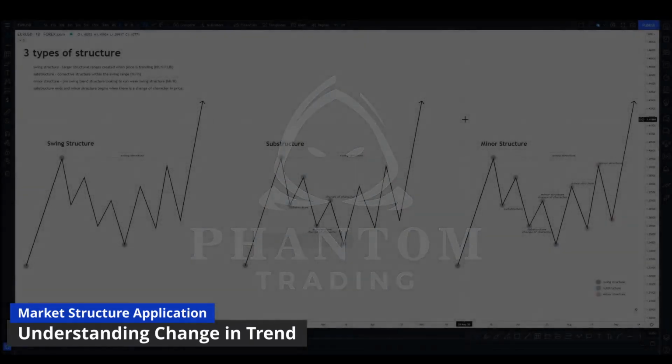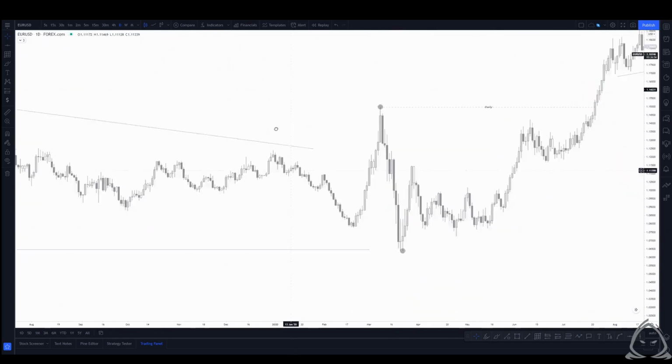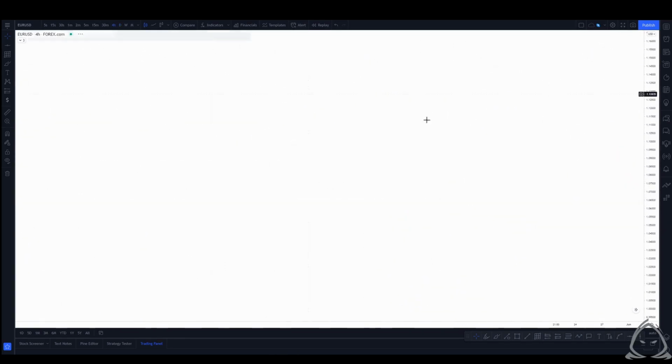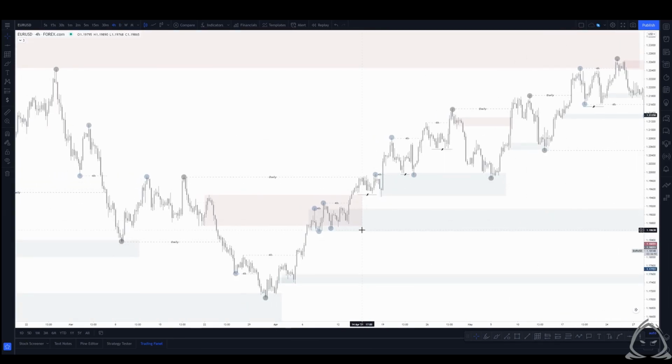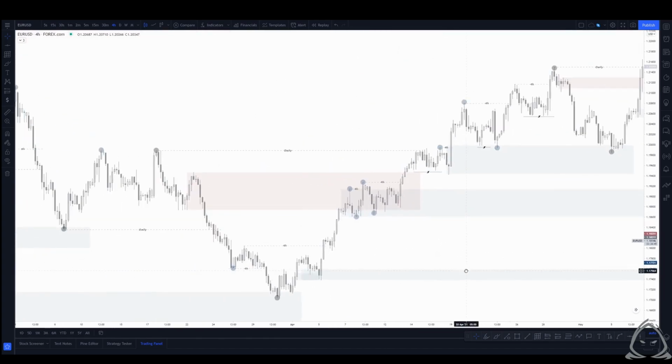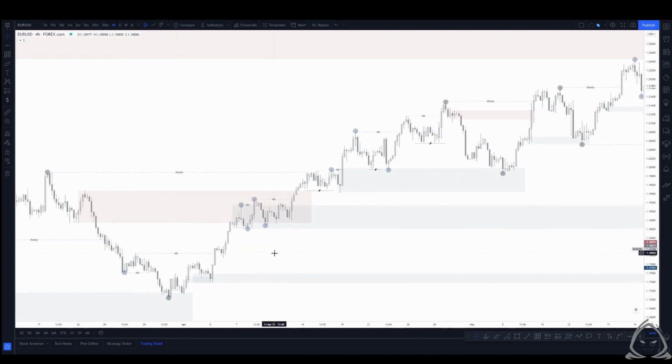Now that we've discussed the three different types of structure, what they mean, and how we can understand what's happening within swing structure, the best thing we can do now is just hop on the charts and take a look at a few examples to better understand the interactions between the three different types of structure and what it means when we're looking at an overall trend. What I'll do is pick this section of Euro US dollar, and we're just going to dig into this uptrend.